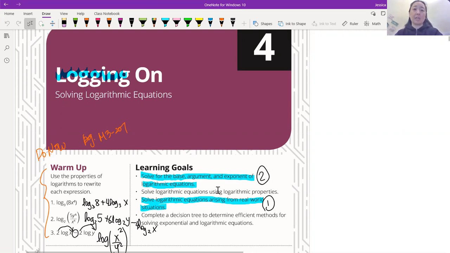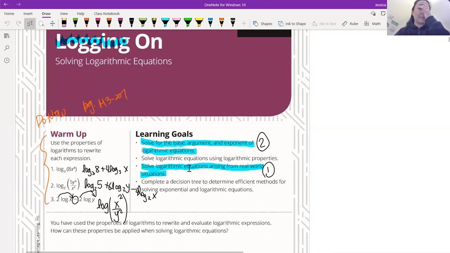And our learning targets for today are, first, we're going to solve logarithmic equations arising from real world situations, and then solve for base, argument, and exponent of logarithmic equations. You ready for that? And then the next two we are going to do tomorrow, next lesson.